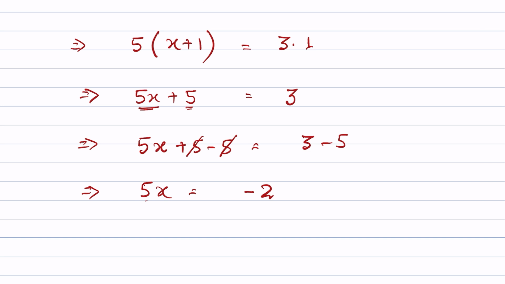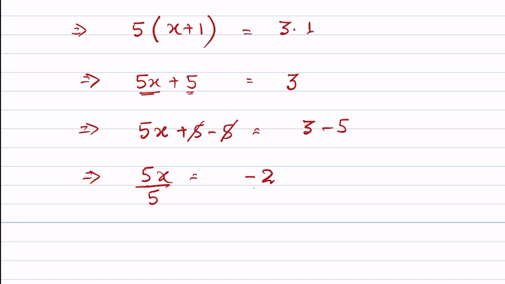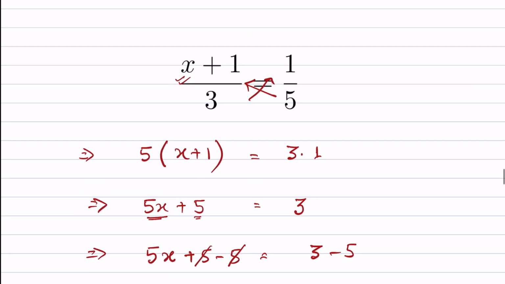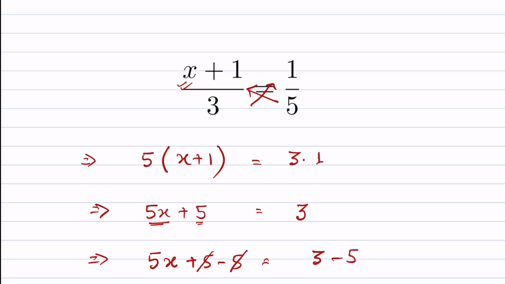Now 5x means it is 5 multiplied by x. To remove the 5, we have to do the reciprocal action. It is multiplication, so we divide by 5, and to balance the equation we do the same thing on the right hand side also. So we divide by 5, and 5 and 5 get cancelled. x is equal to minus 2/5. This is our answer. We can also find the common denominator and then solve this.